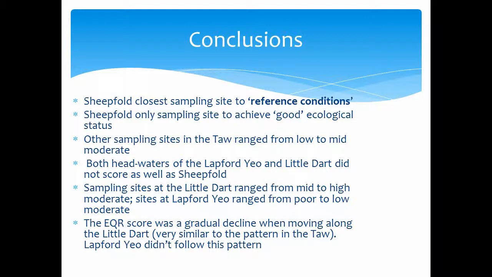What was interesting was that in the first graph of Lapford Yeo, Menchen 1DY012 was the poor ecological status, whereas when you went to the seasonal variation, it was Yeo Bridge which had the poor ecological status.